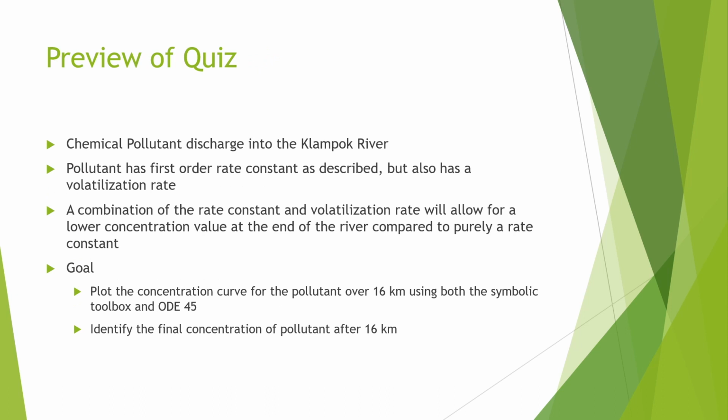As a little preview for the quiz, we have a chemical pollutant discharge into the Klamath River. The pollutant has a first order rate constant as described previously in our example in this video, but now we also have a volatilization rate that's being involved. So in the quiz, there will be a combination of the rate constant and volatilization rate, which will allow for a lower concentration value at the end of the river compared to purely a rate constant that we had in this video. And the goal of the quiz is to plot the concentration curve for the pollutant over 16 kilometers using both the symbolic toolbox and ODE45, and to identify the final concentration of pollutant after 16 kilometers.